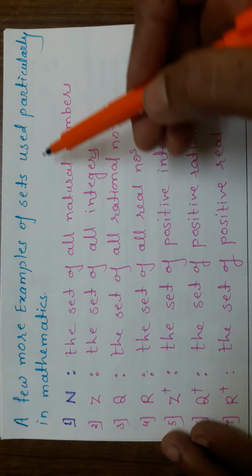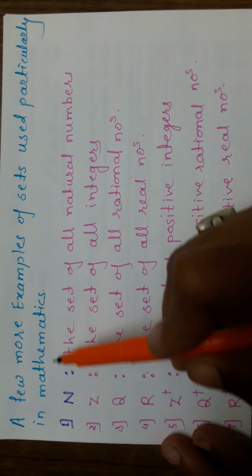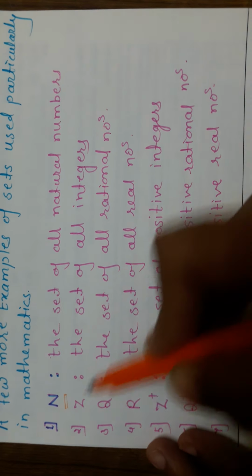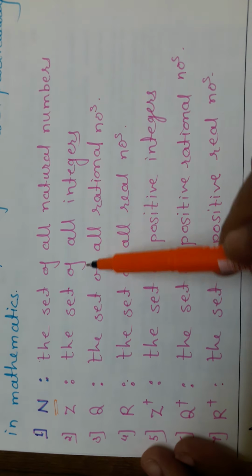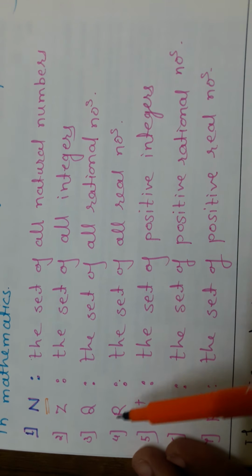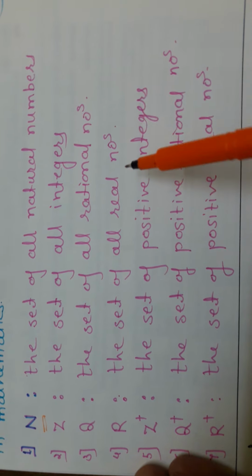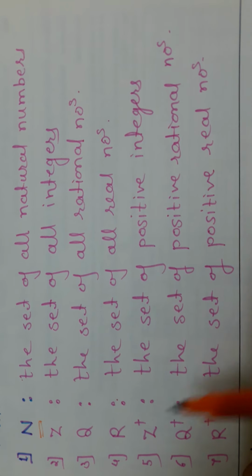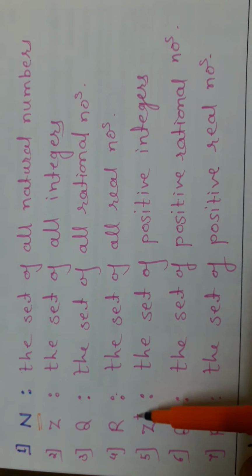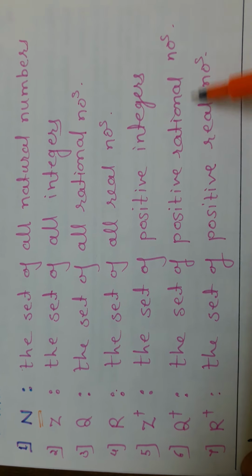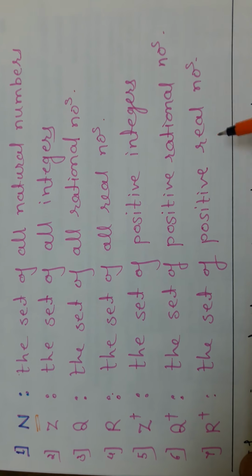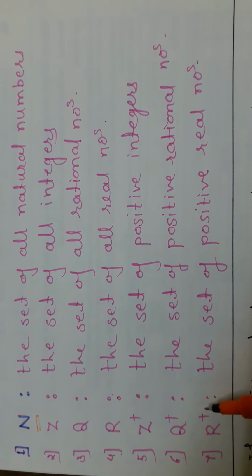Few more examples of sets, particularly in mathematics. The set of natural numbers is denoted by capital N. The set of all integers is denoted by capital Z. The set of all rational numbers is denoted by Q. The set of all real numbers is denoted by R. The set of all positive integers is denoted by Z plus. The set of positive rational numbers is denoted by Q plus, and the set of positive real numbers is denoted by R plus.